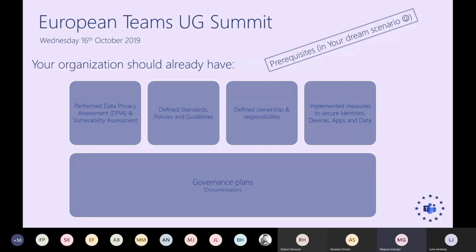And very important, like Chirag Patel talked about in his session earlier today, you should have implemented necessary measures to secure your identities, devices, services, and data. And as you can see, these are activities that take some time to do. So given the time we have available today, we assume that your organization has already completed these activities and the prereqs are in place. So next step is to produce the governance plans.